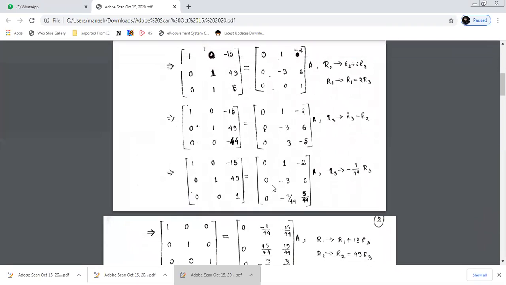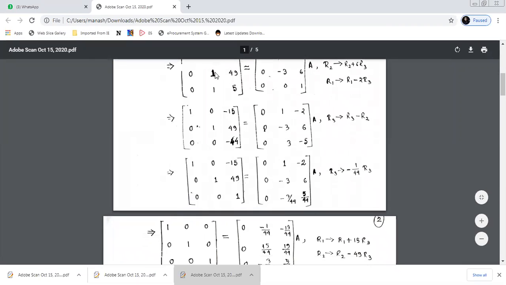Now in the next step, see here, after making this one 0 and 1, we can easily make this element equal to 0. How can we make this one? 1 minus 1 equals 0. This one is in row 2. So row 3 tends to row 3 minus row 2. So 0 minus 0 is 0, 1 minus 1 is 0. 5 minus 49 will be minus 44. The same operation we did on the right hand side also.